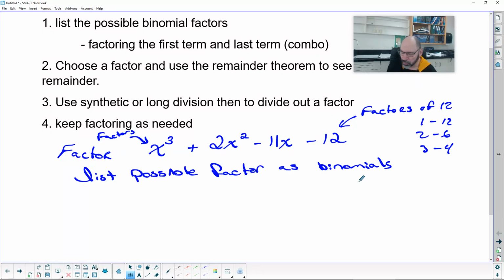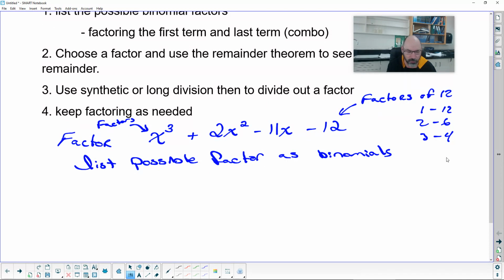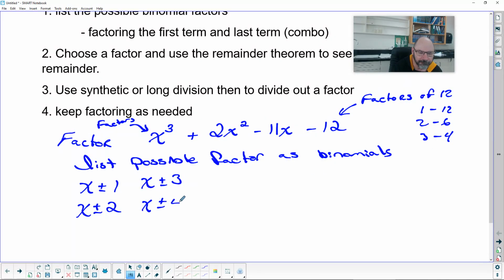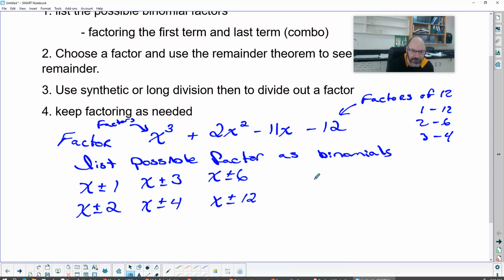Now when I list them, I don't write x plus 1, x minus 1. I just go x plus or minus 1, and I know that as 2 factors, but you could do it like that. So we've got x plus or minus 1, that's 2 factors, x plus or minus 2, x plus or minus 3, because these are all the factors of 12, x plus or minus 4, then 6 and 12. So we've got a possibility of 12 factors there.